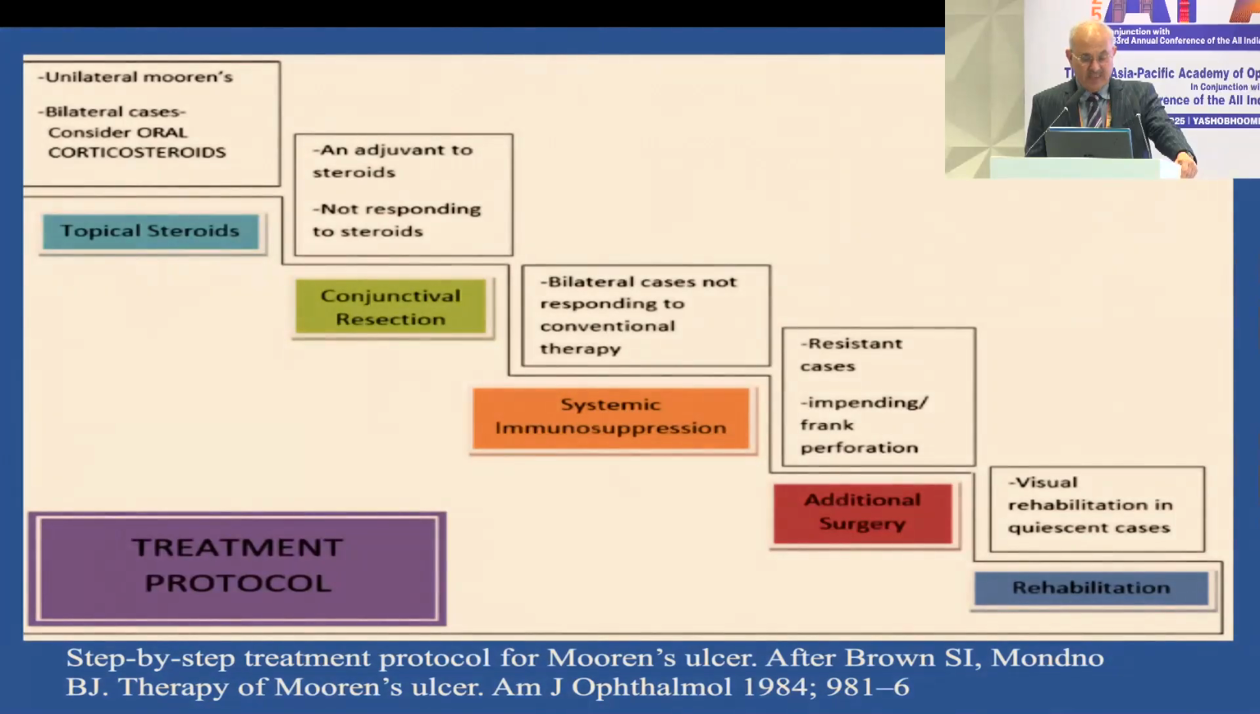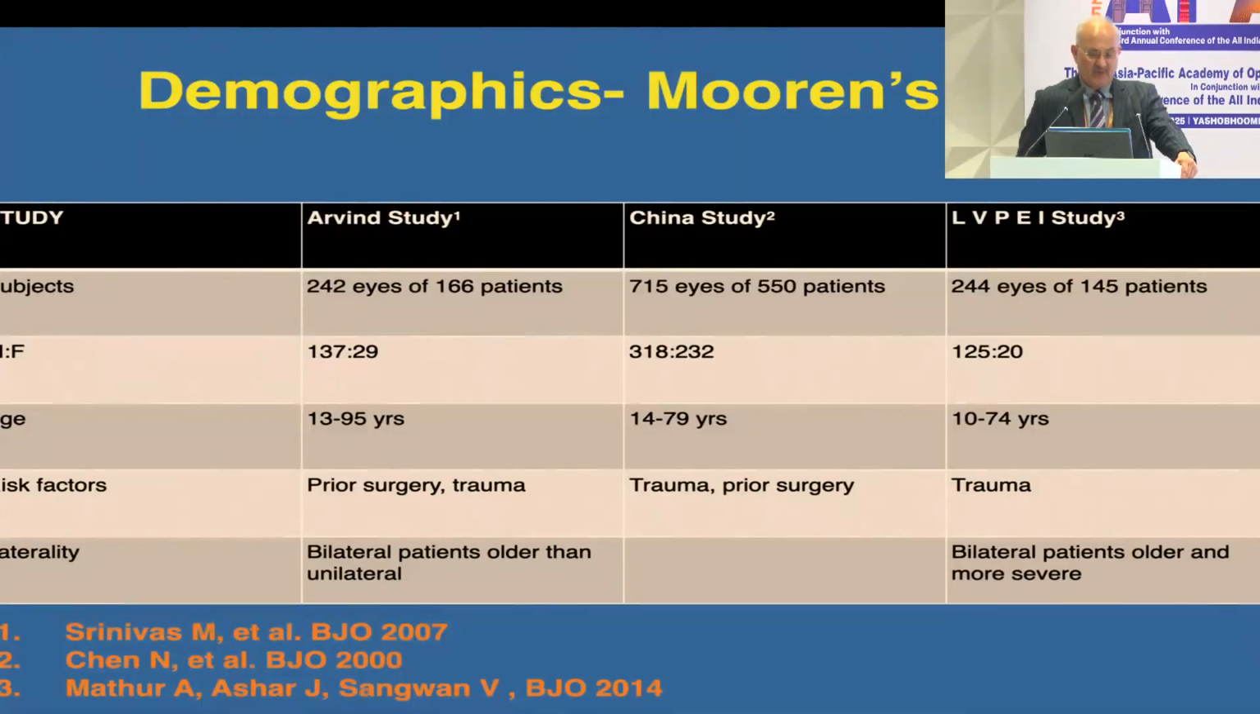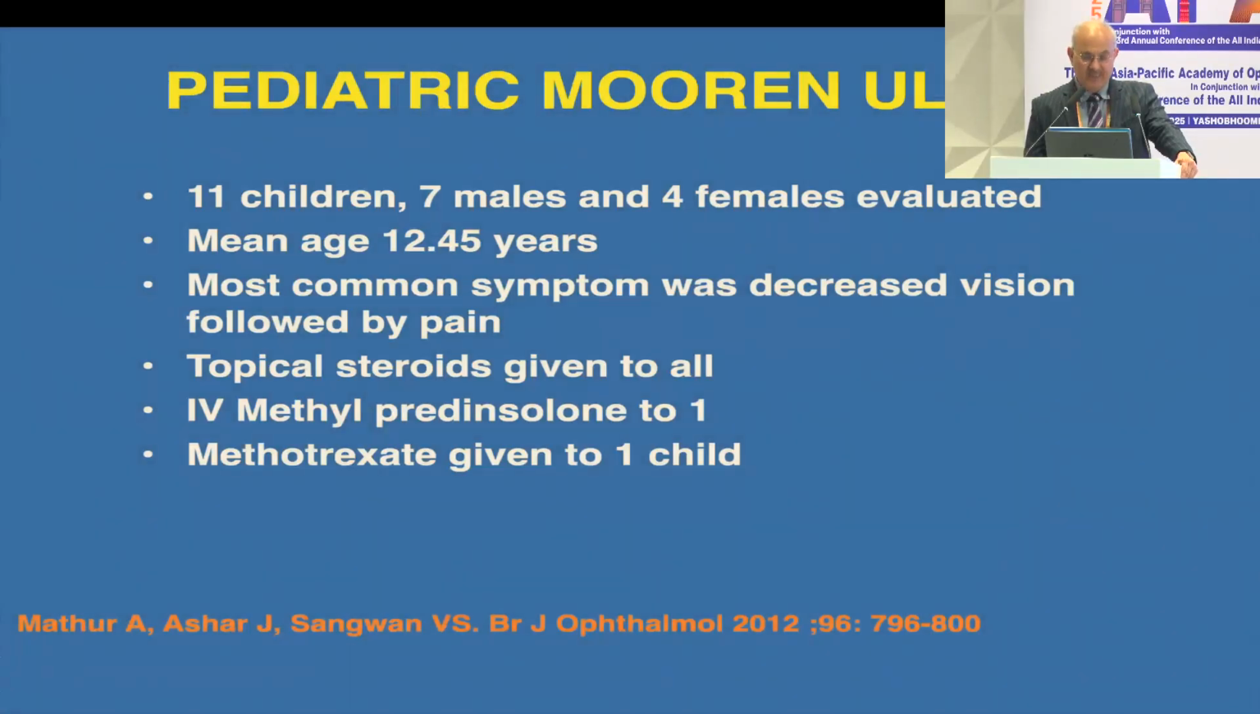And these are some of the step-ladder algorithms published in the literature. And there is a very large study published, one from Arvind, one from China, and another from LVP, of Moran's ulcer. The treatment and outcomes are really well reported, and we understand this disease much better now. This is a pediatric Moran's ulcer that we had published in 2012 in BJO, the management, and we use systemic treatment there also, because in pediatric you use the immunomodulation in the doses that are prescribed for them.